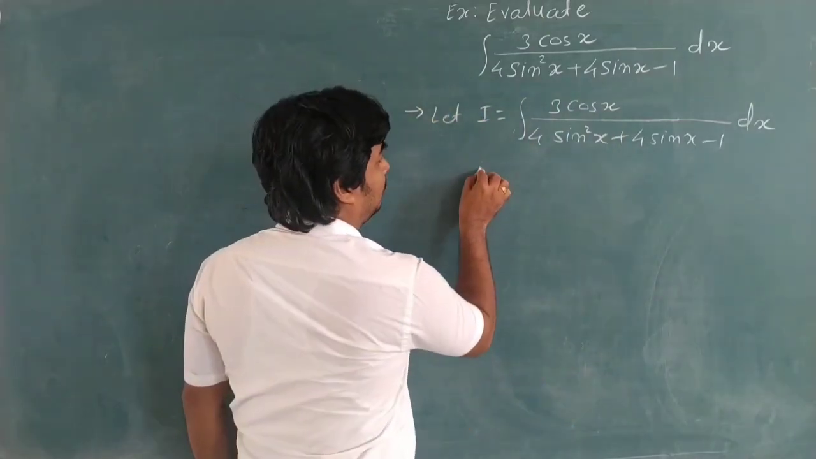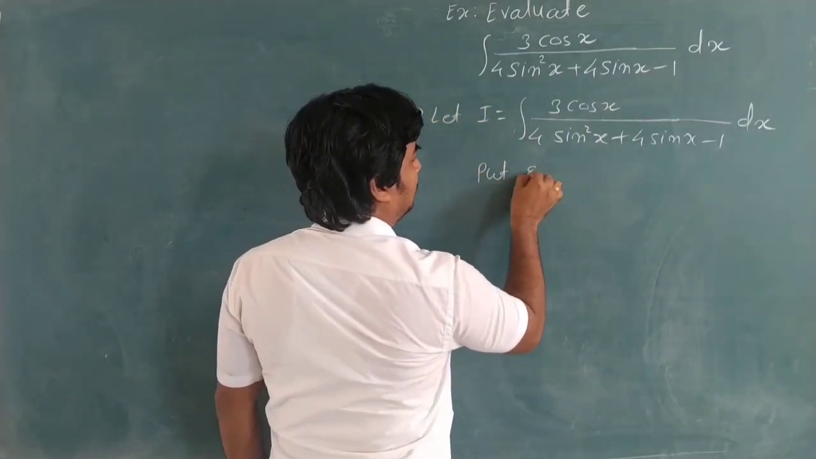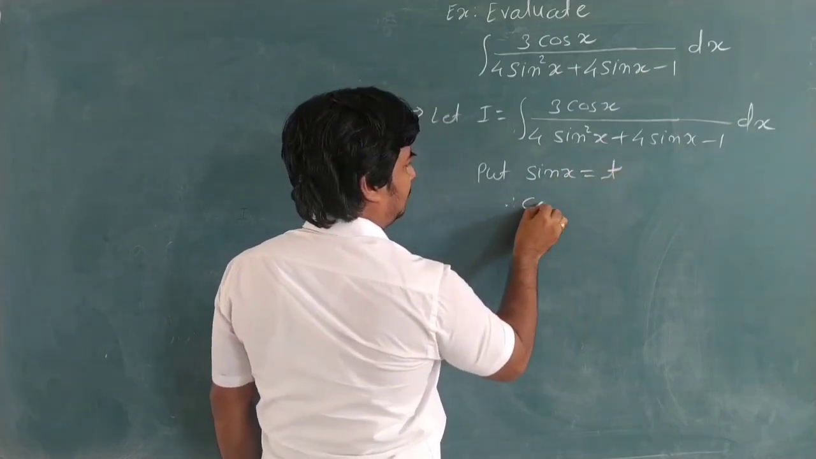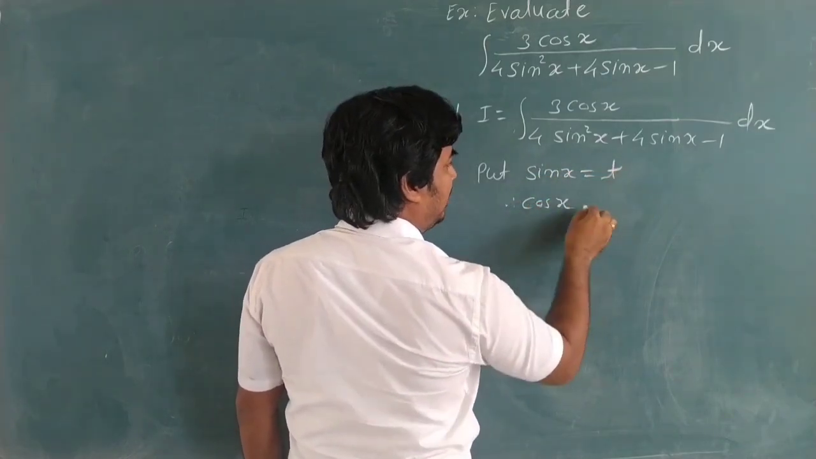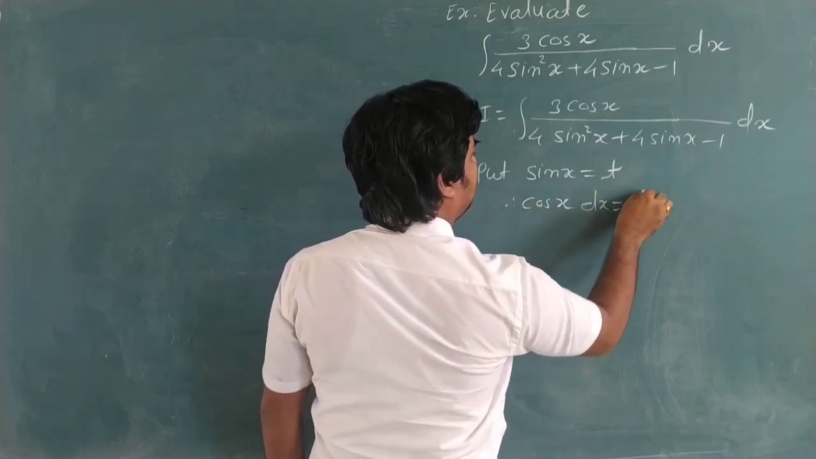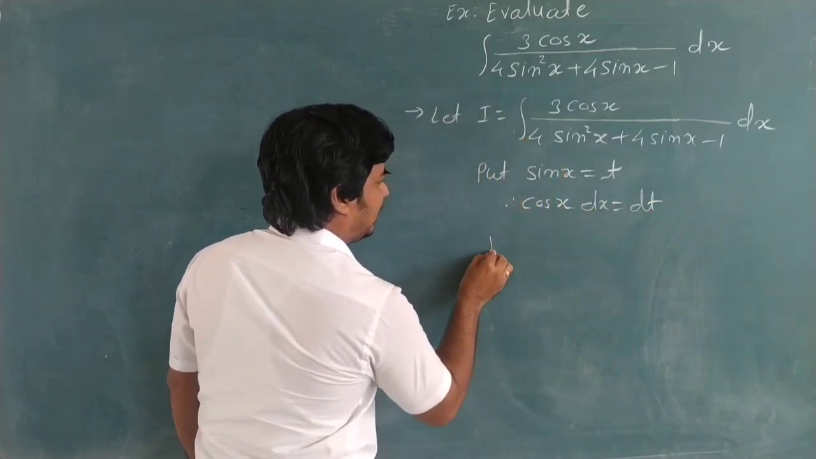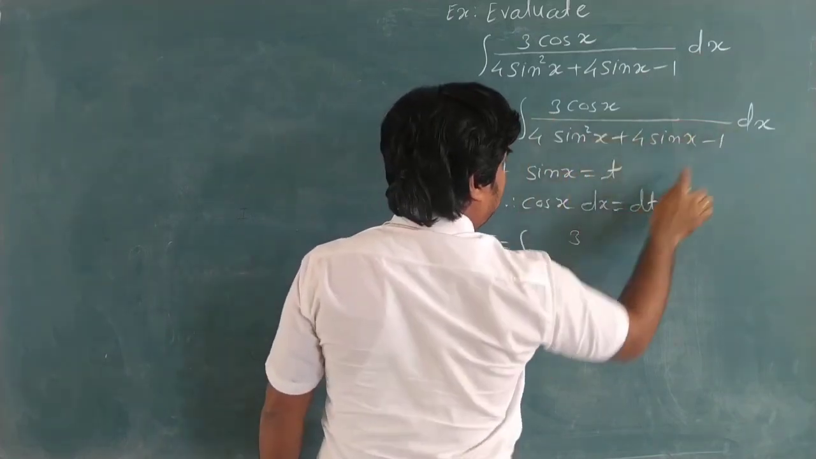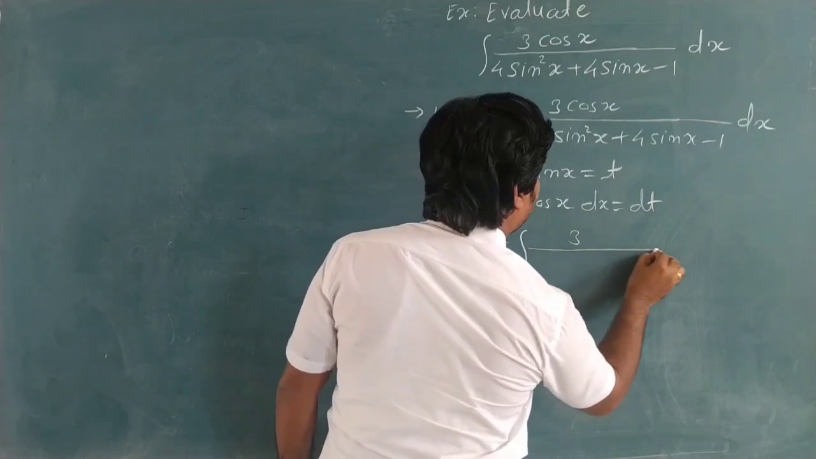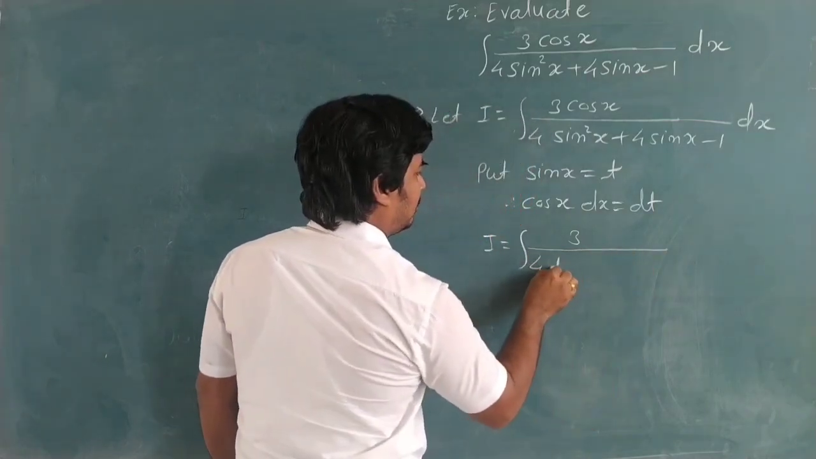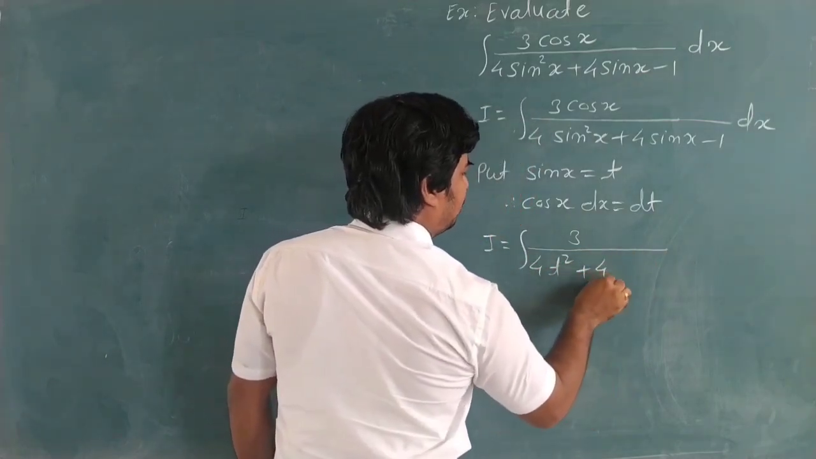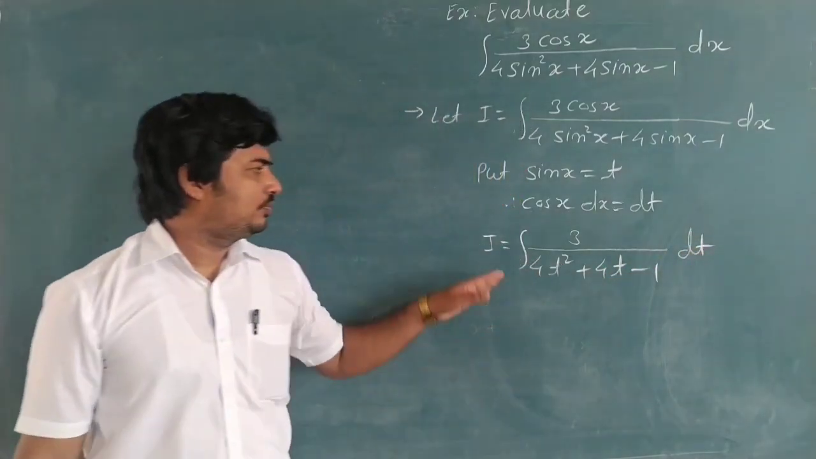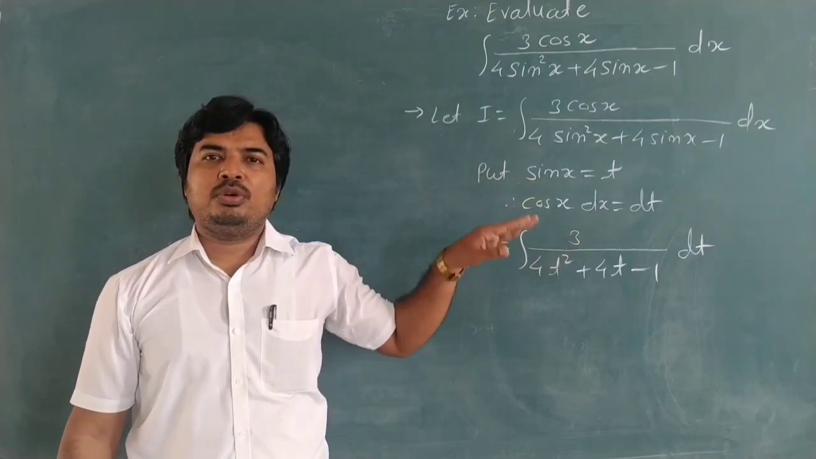Now here put sin x is equal to t, therefore cos x is equal to dt by dx, that is, cos x dx is equal to dt. Then our integral becomes 3 dt upon 4t square plus 4t minus 1 dt, and now it is in the form of 1 upon a quadratic function.